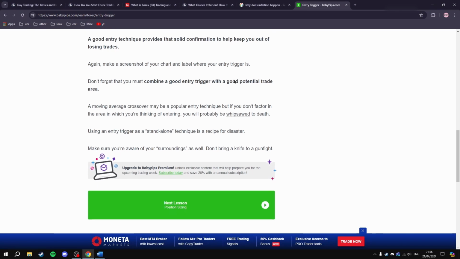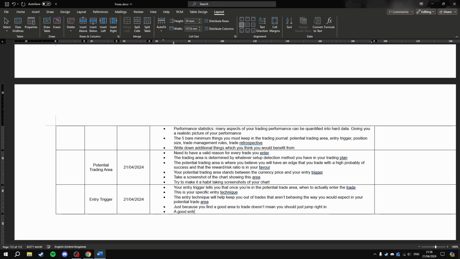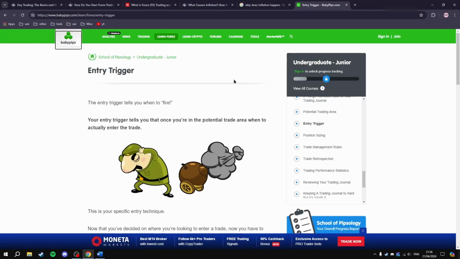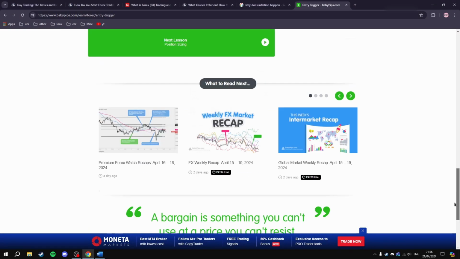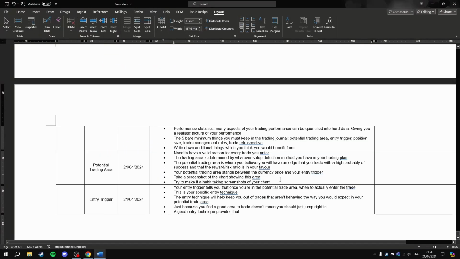A good entry technique provides solid confirmation to help keep you out of losing trades.